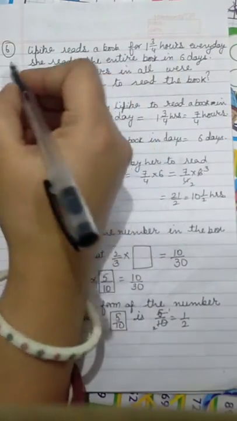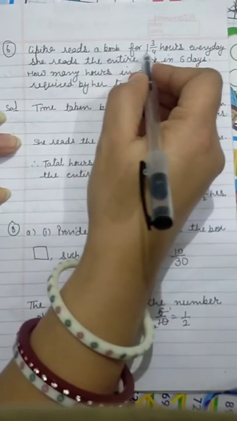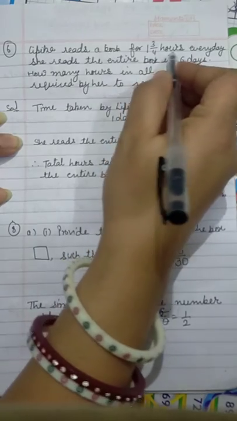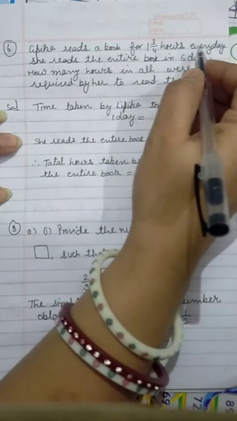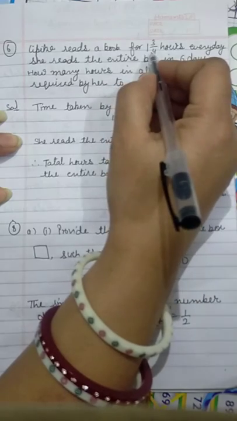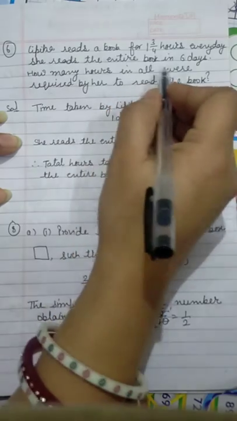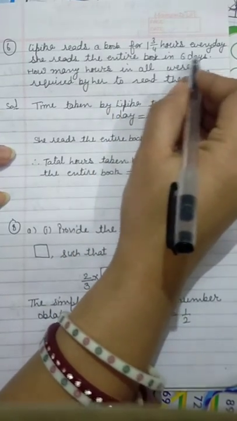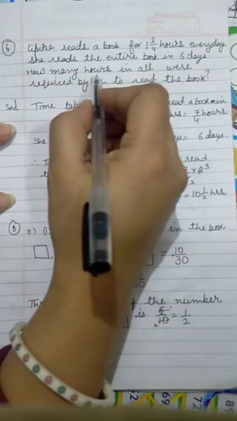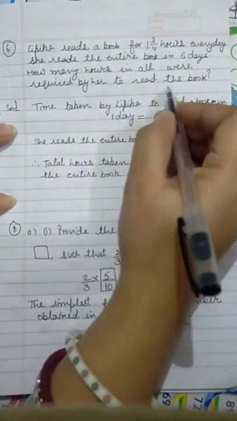Now question number 6. Lipika reads a book for 1 into 3 by 4 hours every day. When you say Lipika is reading that particular book for 1 into 3 by 4 hours in one day, she reads the entire book in 6 days, and she reads that complete book in 6 days. Then how many hours in all were required by her to read the book?